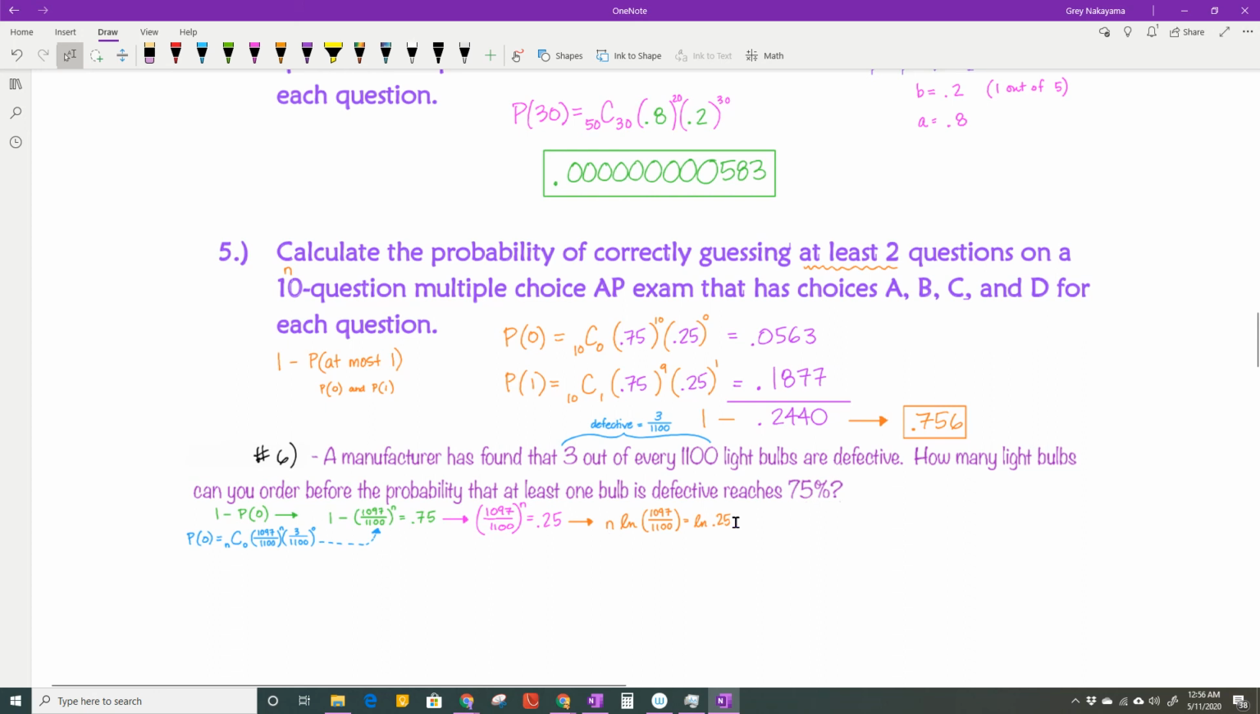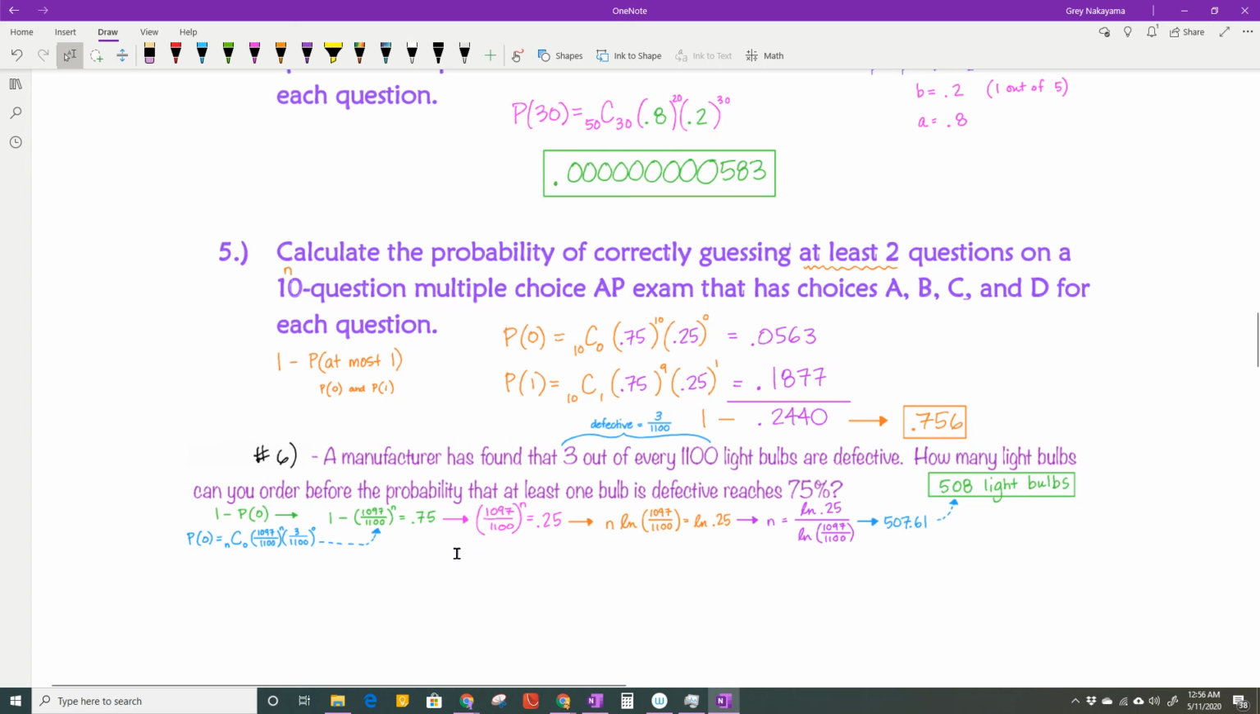So I took the log of both sides, moved the n in front. So I have this equation. And then I'm going to solve for n. So I'm going to divide by that log that's on the left side. So it looks like that. Put it in your calculator just like that, and you're going to get an answer of 507.61. And I can't have 0.61 light bulbs, so I'm going to round it to the nearest light bulb, and that's 508 light bulbs.